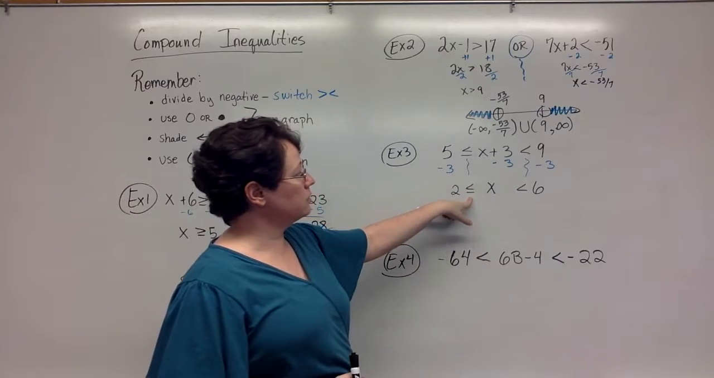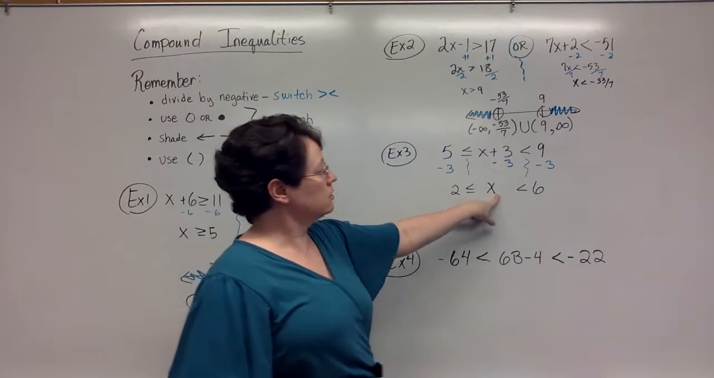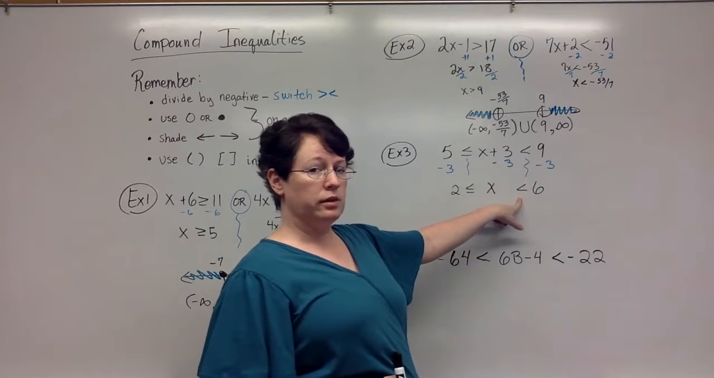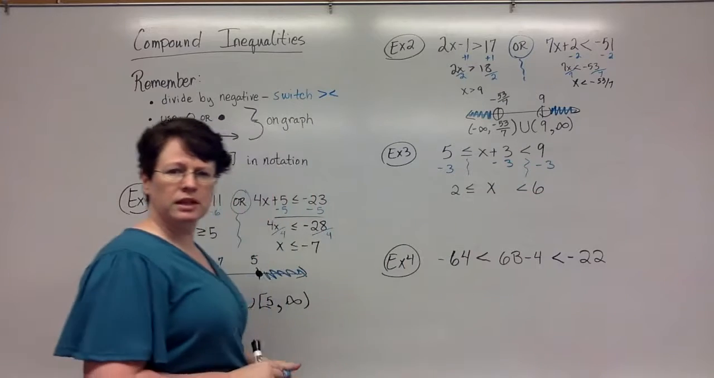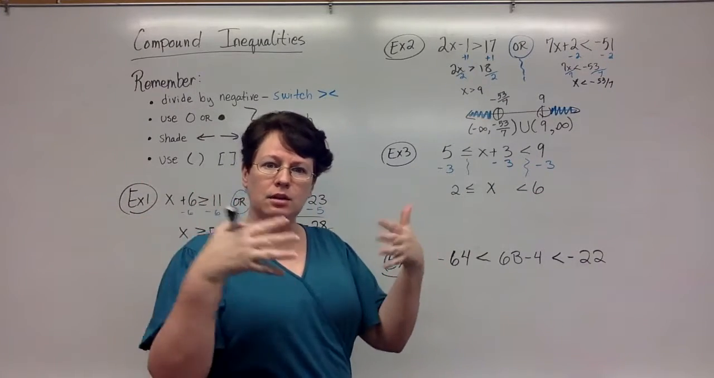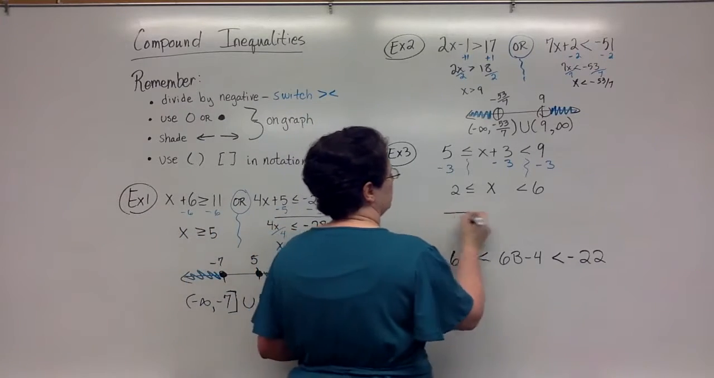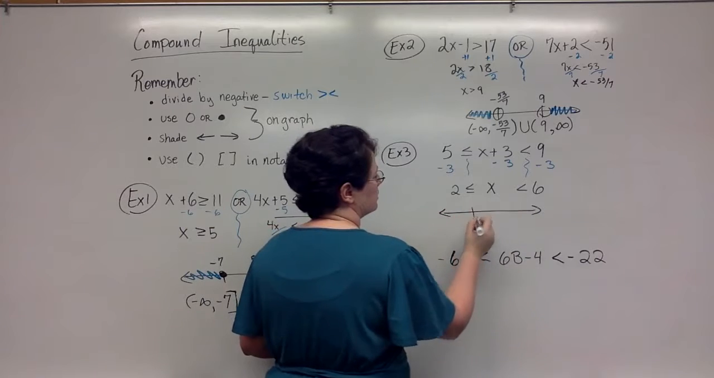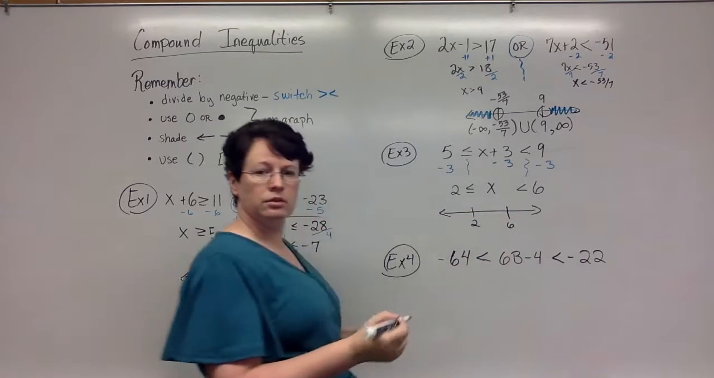drop down the inequality symbol. My 3's canceled in the middle. All that's left is the x. Drop down the inequality symbol. 9 minus 3 is 6. Well, that doesn't look so bad. Where's the x at? It's in the middle. It's in between. This is a sandwich, right? The x is sandwiched in between 2 and 6.